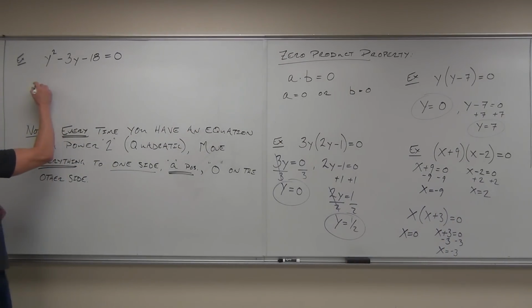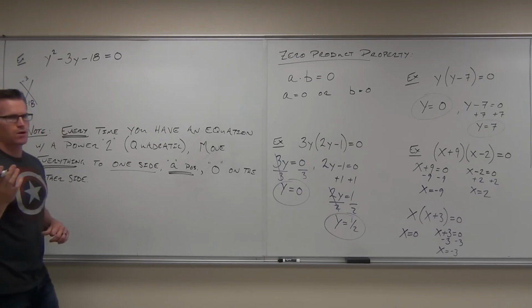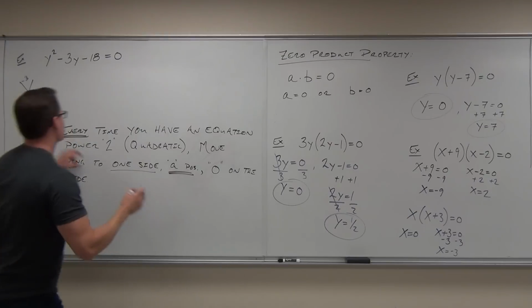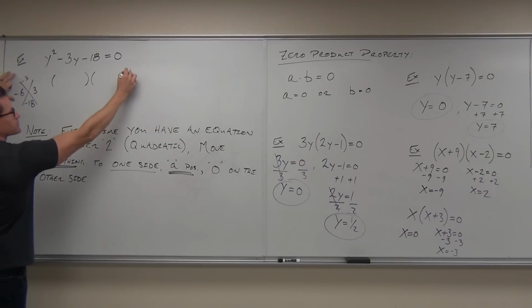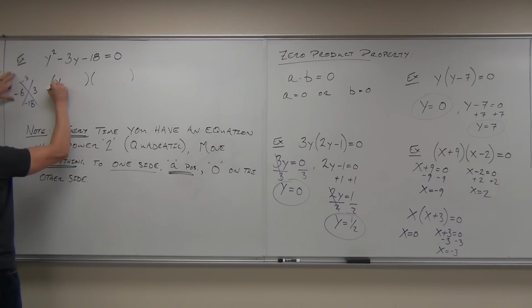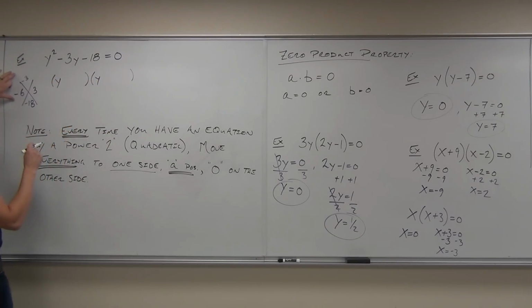If you're going to do the diamond problem, we've got a -3 and we've got a -18. Two numbers that work there, it's got to be a -6 and a +3. Can you verify that for me? Yes. Also, what variable do we have here? Y. Then when we do our 2 factors, what variable are we going to have here? Y.